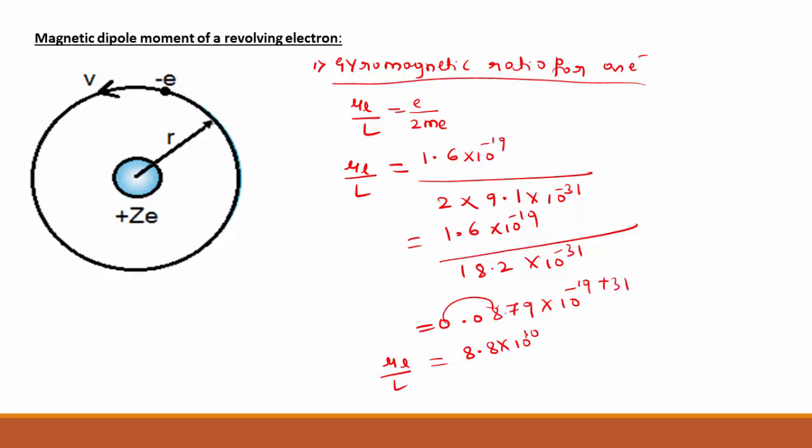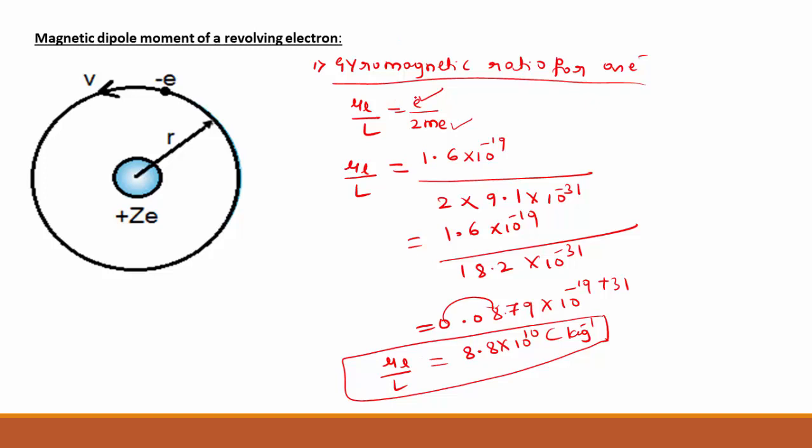Here the SI unit of this gyromagnetic ratio is coulomb per kg, because the SI unit of charge is coulomb and the SI unit of mass is kg. This is the value of the gyromagnetic ratio μL divided by L. The ratio of magnetic moment to angular momentum is called the gyromagnetic ratio.